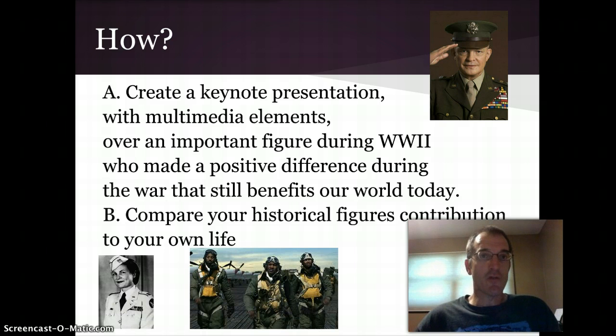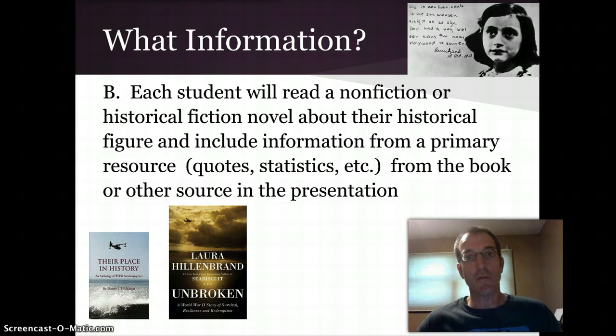Or maybe it's a nurse that you read about who made a real difference in the lives of saving some of our American soldiers and even some of our allies, or maybe even some of our enemies. Or maybe it's African Americans who possibly, like you saw in the movie Red Tails, made a difference in giving blacks an opportunity to fly in the war themselves. And then you're going to compare that historical figure's contribution to your own life of making a difference in people's lives.